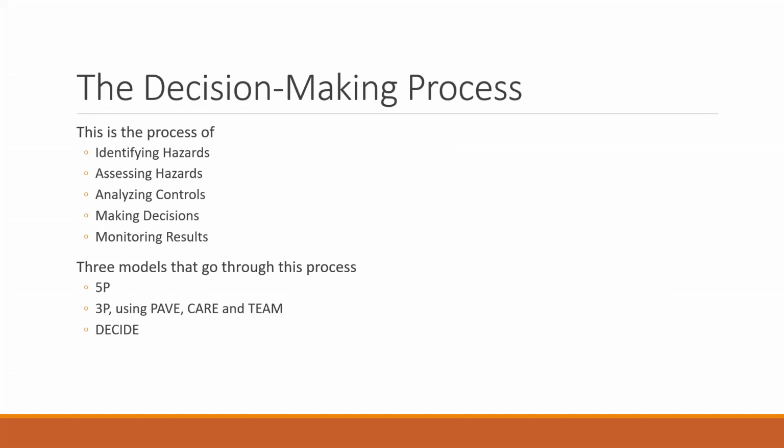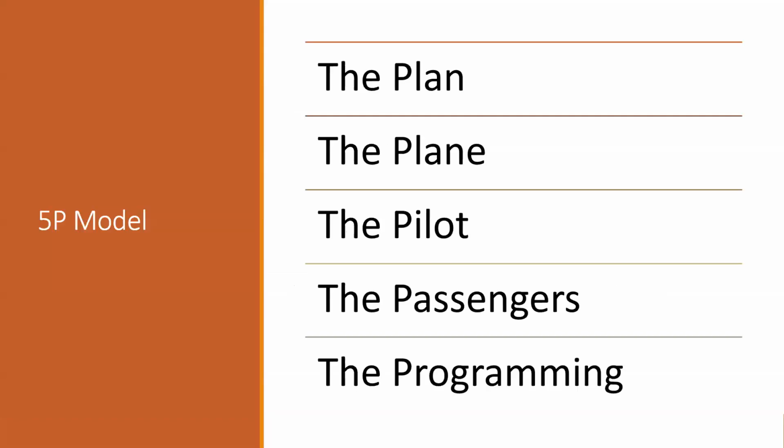Cool. All right, so now we're going to talk about the decision-making process, how we go through and mitigate risk. We're going to talk about three different models: the 5P model, the 3P model, and the DECIDE model. First, let's talk about the 5P model: the plan, the pilot, the passengers, and the programming. I personally find this model quite arduous to remember, but whatever, here it is.